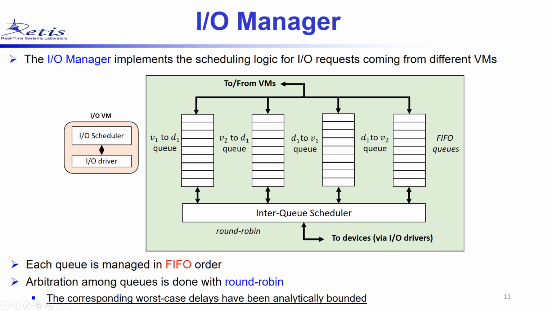Let's have a closer look at the I/O manager. The I/O manager implements the scheduling logic for I/O requests coming from different VMs. Here we have two queues, one for input, one for output, for each pair of virtual machine and device. Each queue is managed in FIFO order. There is also an inter-queue arbitration, which implements round robin. In our analysis, the corresponding worst-case delays have been analytically bounded.